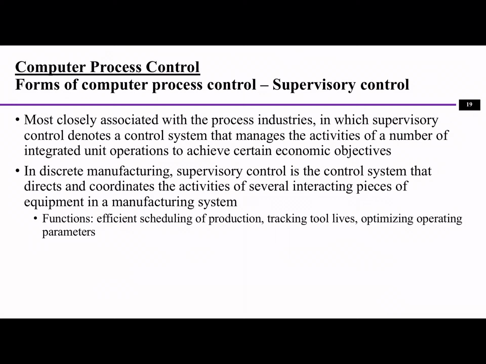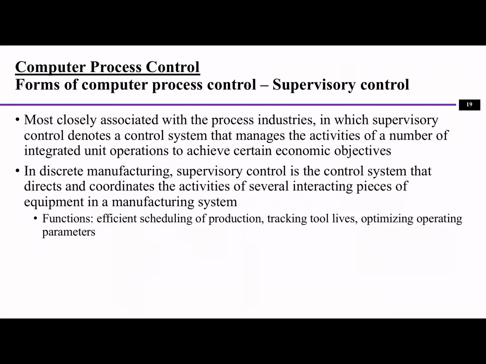Well, in discrete manufacturing, supervisory control is a control system that directs and coordinates the activities of several interacting pieces of equipment. For example, scheduling of the production, right? We can have a human being working with computers to control that. There's a supervisory control to see where the product is right now on the production line, and then to trigger some decisions on what to do next, right? How, if something needs to be changed or not.